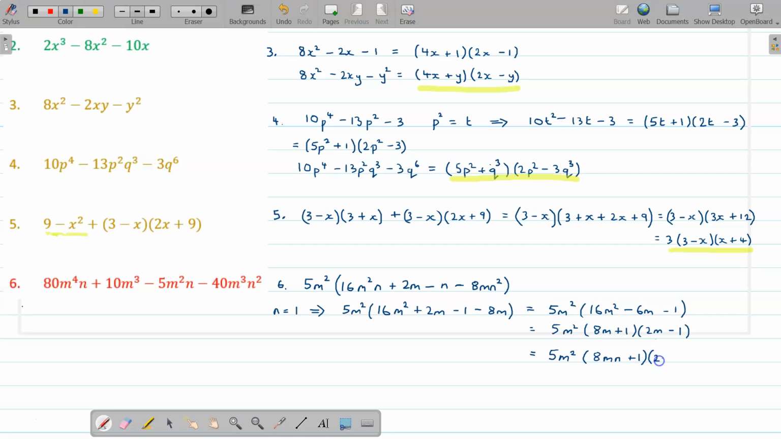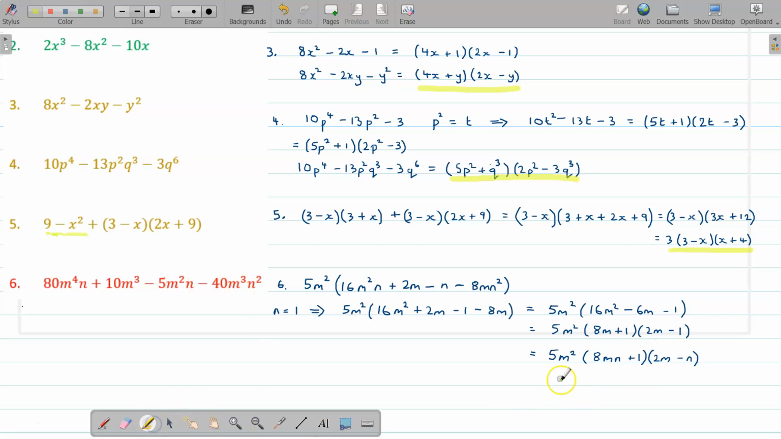This has got to now be 2m. And in order to get our minus n term, we've got a 1 and we've got to multiply it by minus n, which makes that the minus n there. And that is the correct answer. Now, if you check that out by multiplying those brackets together, then timesing the whole lot by 5m squared, you will go back to this original expression.